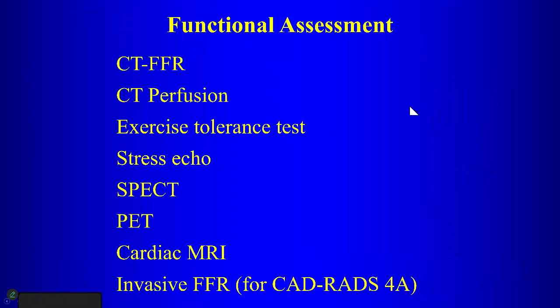Okay. Now, what do we mean by functional assessment? This is an evaluation for ischemia. So it can be CT FFR, and we'll talk about what that means. Some places are able to do CT perfusion studies, so that's also another way of evaluating for ischemia. Exercise stress test, stress echo, SPECT, PET, cardiac MRI, stress perfusion cardiac MRI, or invasive FFR if they happen to be doing invasive coronary angiography. They can also do invasive FFR to evaluate for ischemia that way also. So these are all examples of functional assessment looking for ischemia.